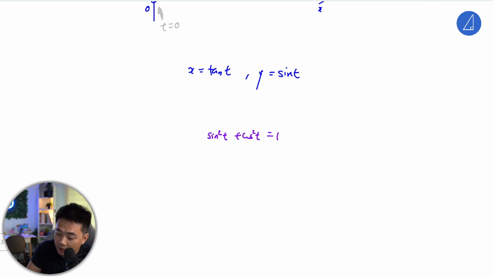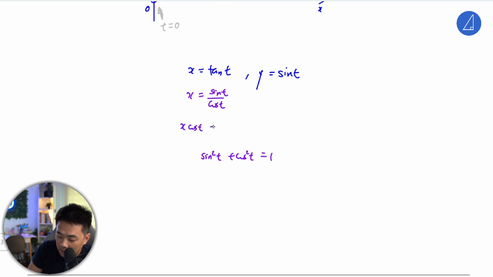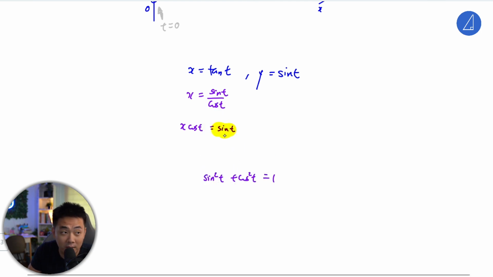What I'll do is change this: sine t over cosine t equals x. Then I can use this equation here, so x cosine t is equal to sine t, and this will just be y. What I'm trying to get to is to find out what cosine t is, because now I have sine square t, which I can utilize once I'm able to express cosine square t.